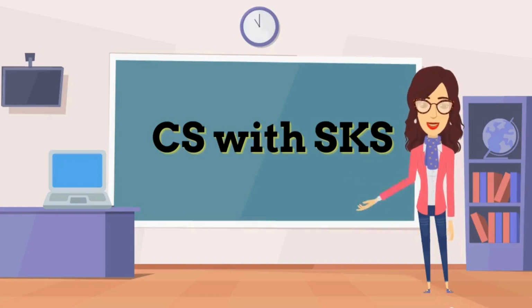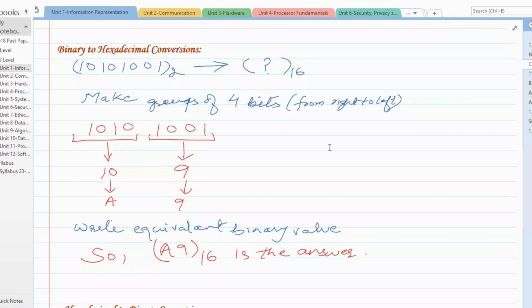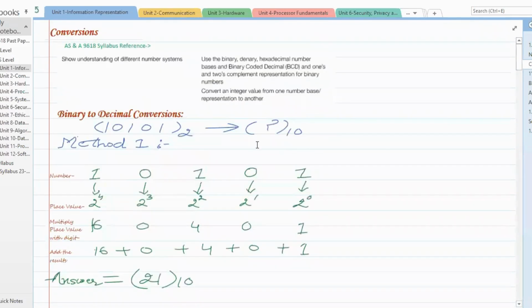Let's learn computer science. Okay, so in last session, we started to learn about conversions from one number system to another, right? So we'll quickly give you a syllabus reference.